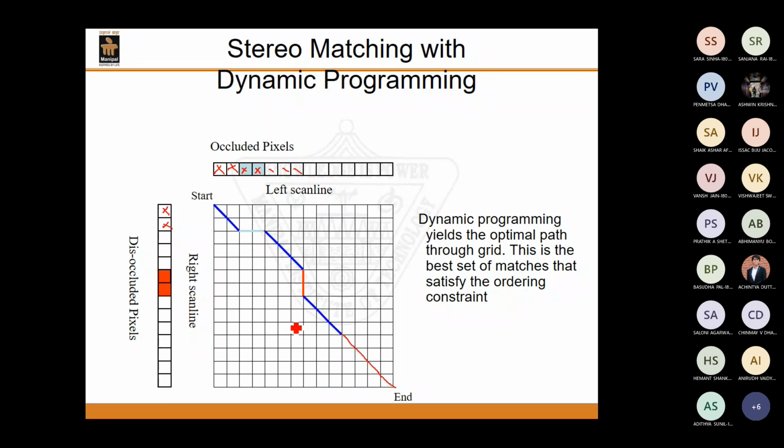So what the dynamic programming does is it is basically trying to get rid of the occluded and the disoccluded pixels. For that, it creates a 2D matrix having the same elements as that of the left and right scan lines, and along this 2D matrix, it tries to calculate the path. It will go diagonal where you have perfect matches, and in the occluded cases it goes horizontal, in the disoccluded cases it goes vertical.